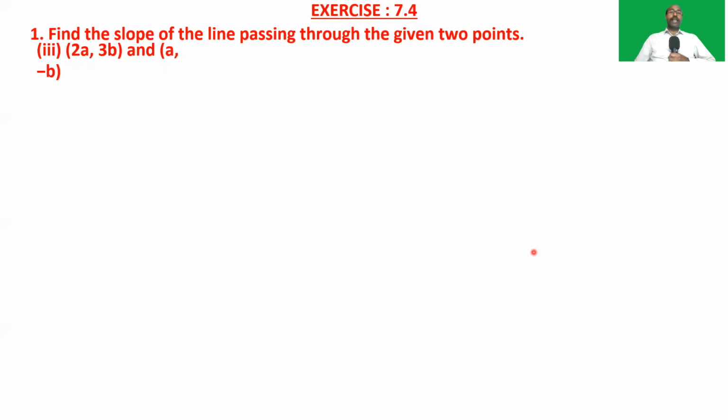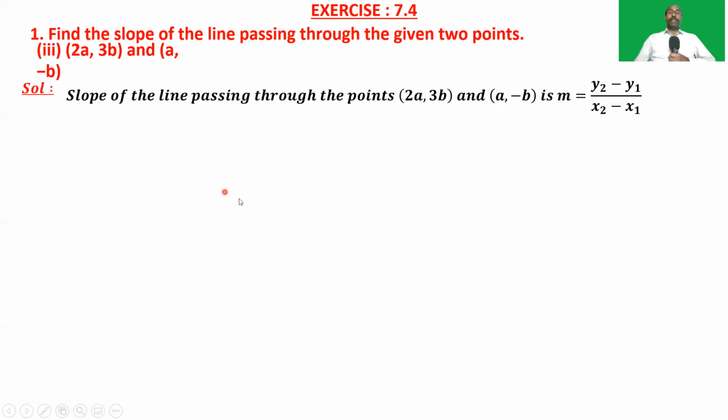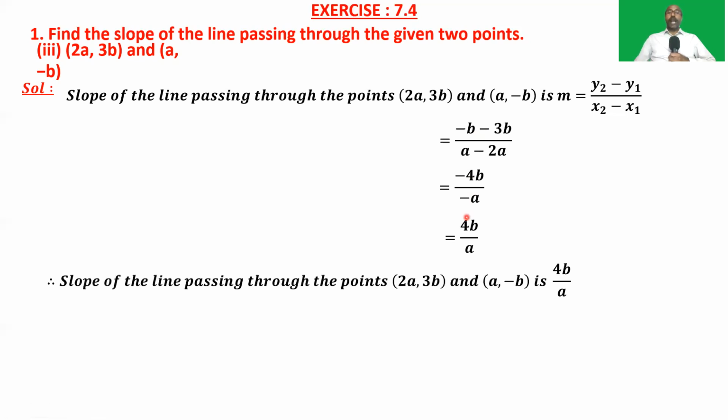2a comma 3b and a comma minus b. So the slope of the line passing through 2a comma 3b and a comma minus b is y2 minus y1, minus b minus 3b, by x2 minus x1, a minus 2a. So in that way we get minus 4b, minus b minus 3b is minus 4b, as well as a minus 2a is minus a. By cancelling minus in numerator and denominator, we remain with 4b by a. So the slope of the line passing through 2a comma 3b and a comma minus b is 4b by a.